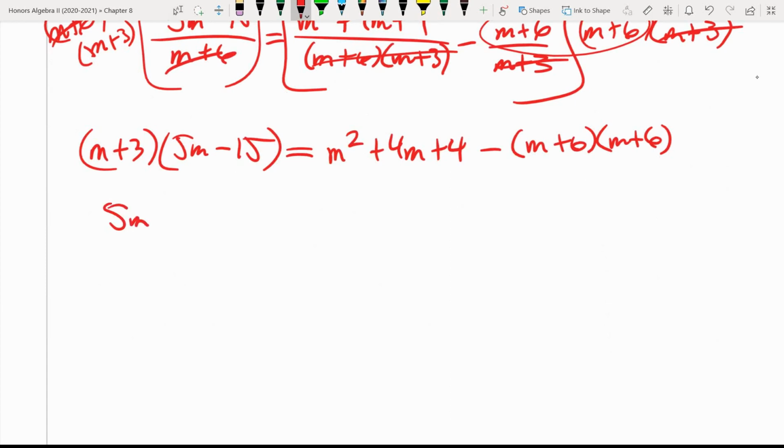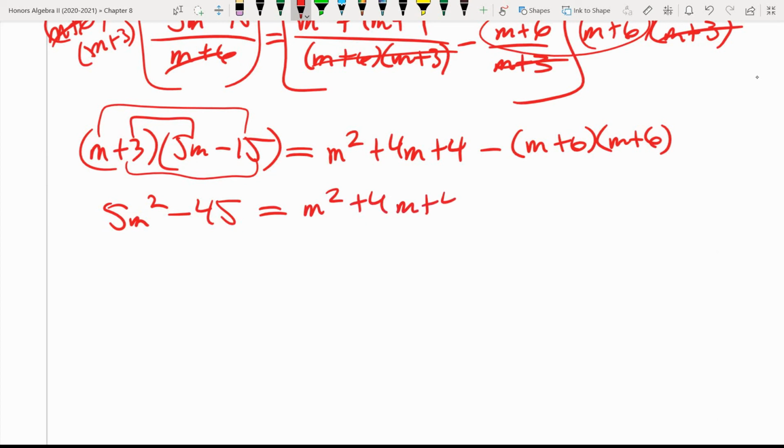It's not that bad. This will be 5m squared, and in the middle, it actually ends up canceling out. This is 15m, and this is minus 15m. So poof, that's gone. You just have to do 3 times negative 15 here, which is minus 45, equals, this would be m squared plus 4m plus 4. Just keep that there. FOIL this out. It's all going to be negative because of this minus sign. So it's going to be minus m squared minus 12m minus 36 once you put all that together.